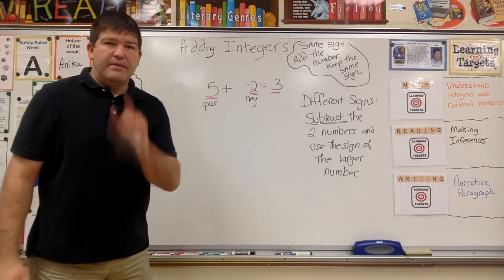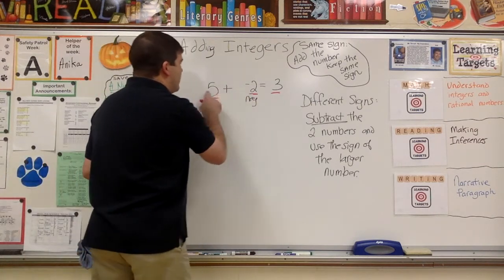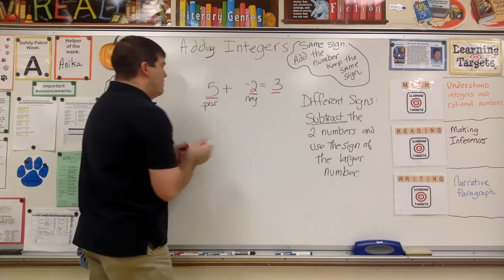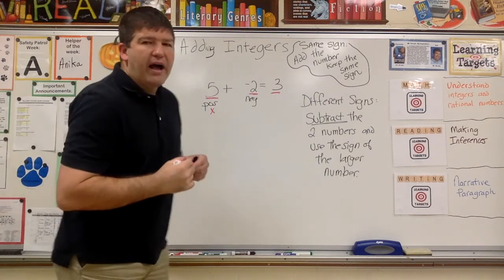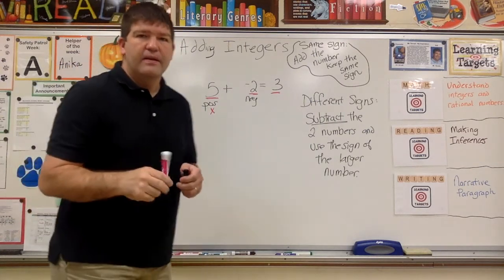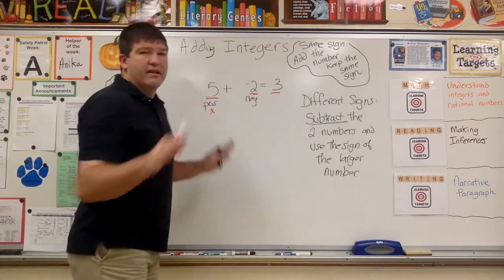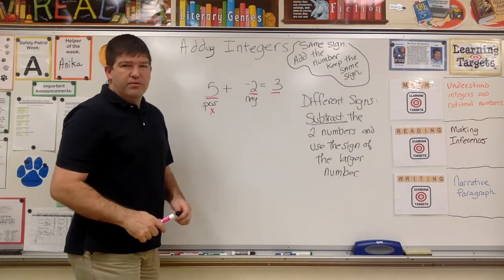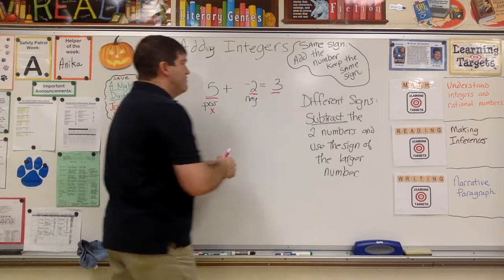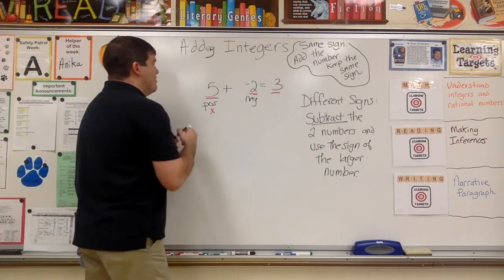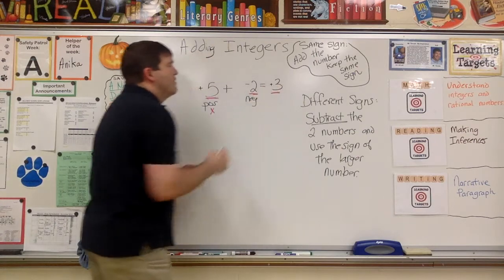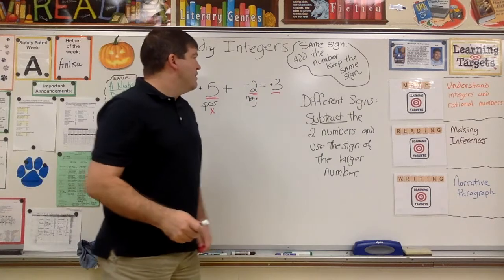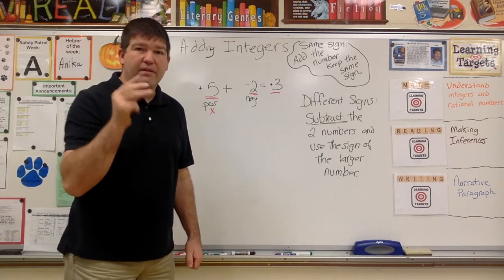That's one step. Second step, I go back and look at which digit is bigger. I have this 5 and 2. I know 5 is bigger than 2. I'm not worried about negative or positive, I'm just looking at the digit. 5 is bigger than 2, so I keep the positive sign. If I write this out, 5 plus negative 2 is a positive 3.